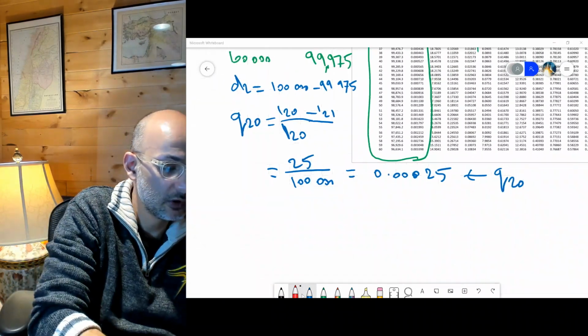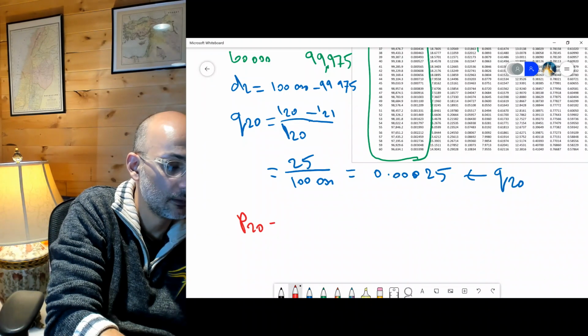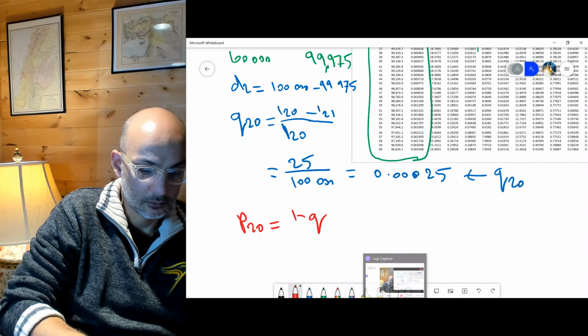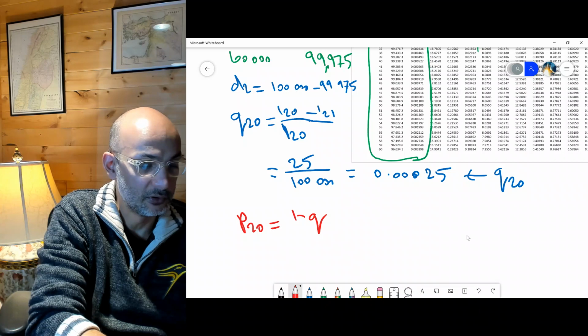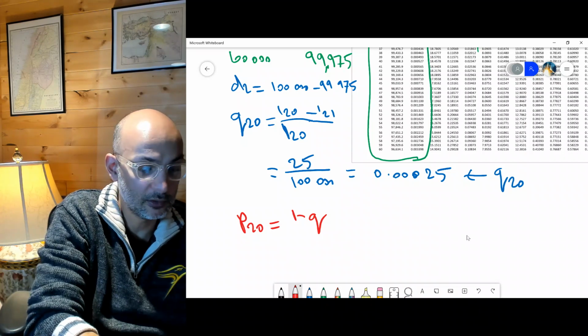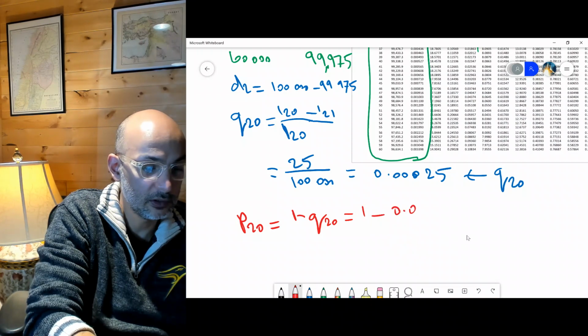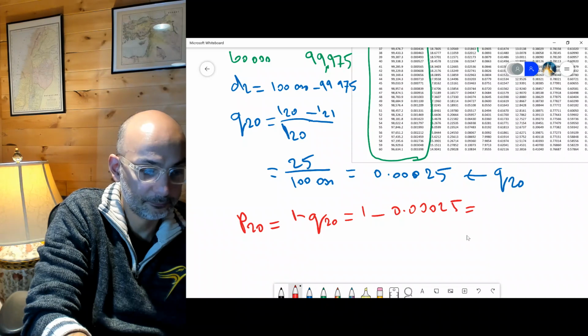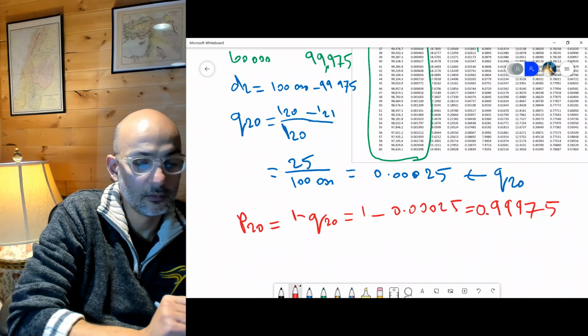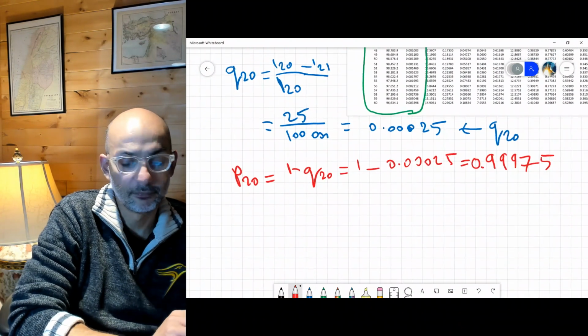But what if you want P20? It's 1 minus Q20. Oh, I don't know what happened here. By accident I hit something on the computer. So anyway, we'll continue, right? It's 1 minus 0.00025, which will be 0.99975, right? This is one way to calculate it.